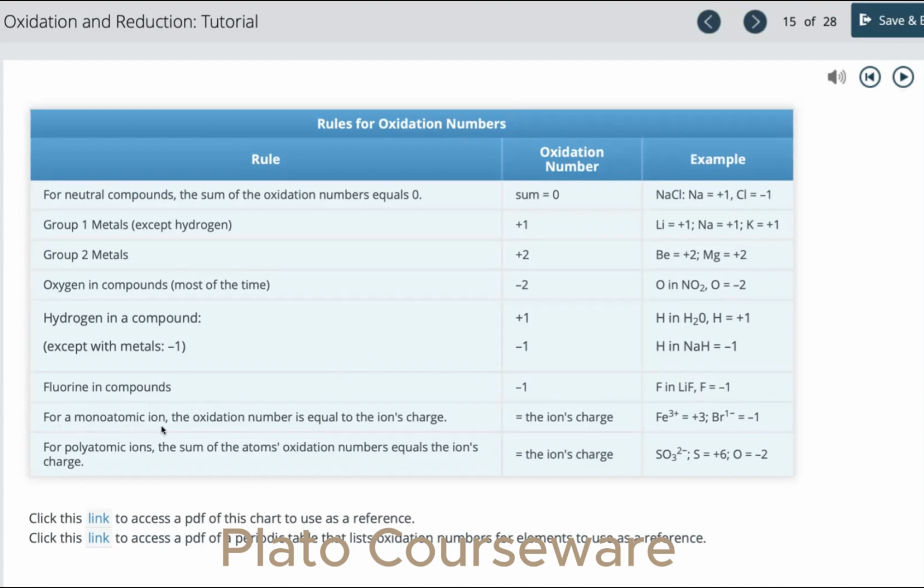For a monoatomic ion, the oxidation number is equal to the ion's charge. So Fe3+ must be positive 3 charge. Br1- must be negative 1 charge. For polyatomic ions, the sum of the atomic oxidation numbers equals the ion's charge. So SO3 2-, that means together it is negative 2 charge. And because O is negative 2 charge, negative 2 times 3 gives you negative 6. But this is not correct. Then S should be plus 4 charge. Otherwise, how could you have the SO3 become negative 2 charge?